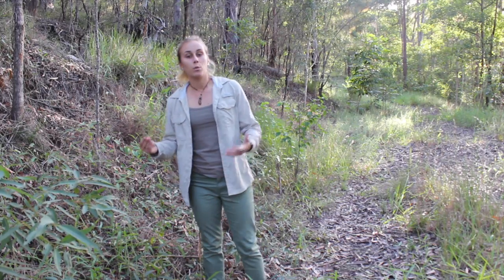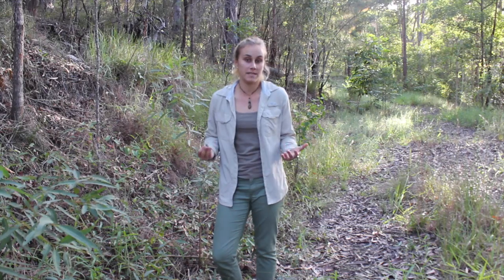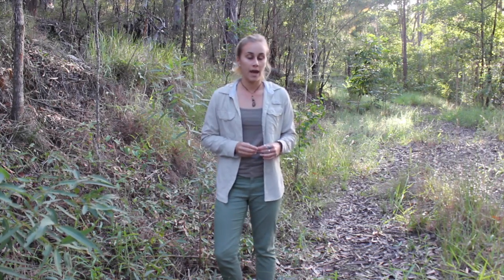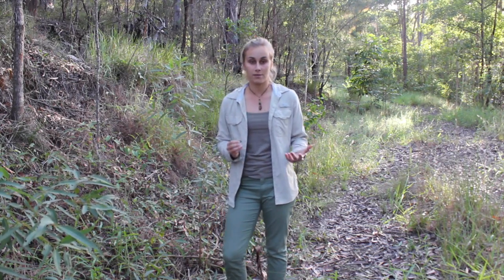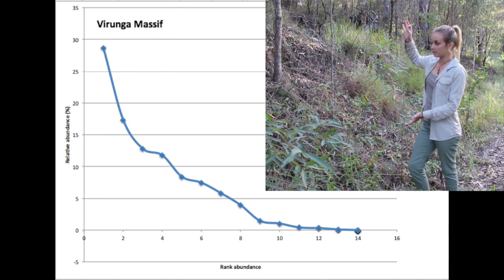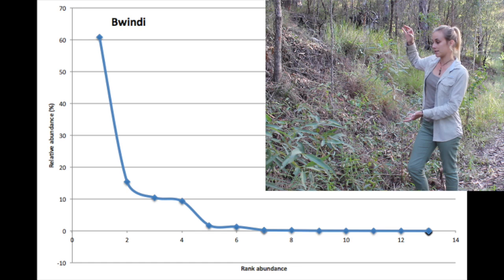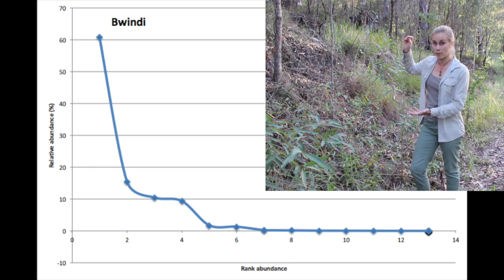So now that we knew what species were present at each location, we wanted to know just how many there were in terms of species abundance. So we went back to our data and found out the total number of sightings of each animal, and we used this to calculate relative abundance. So the most abundant species was the olive baboon at Virunga Massif and the black-fronted duiker at Bwindi.